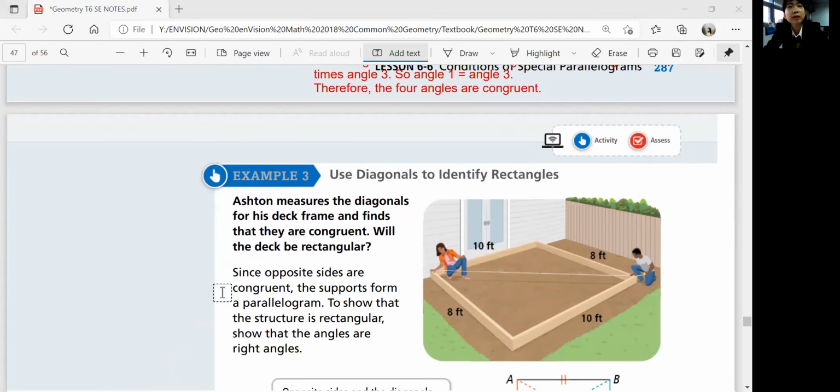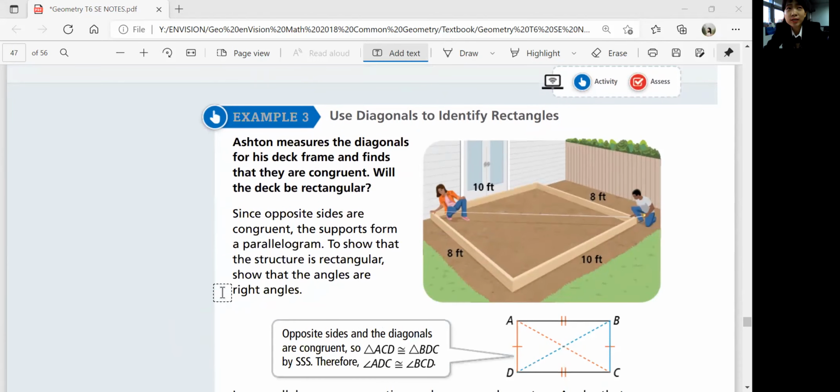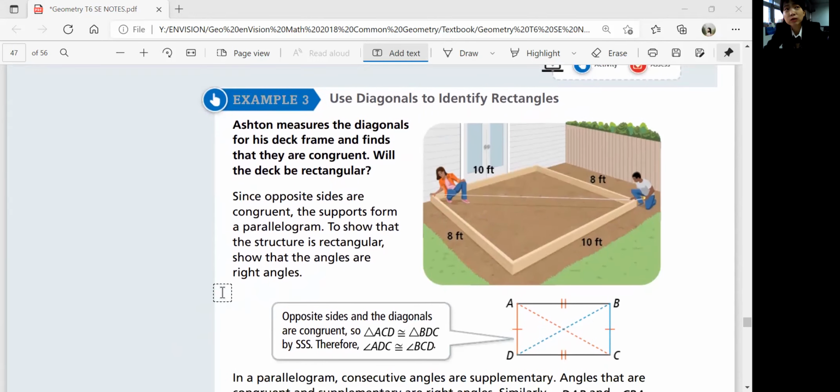Let's look at the next page now. Example 3. Use diagonals to identify rectangles. Ashton measures the diagonals for his deck frame and finds that they're congruent. Will the deck be rectangular? Since opposite sides are congruent, because that's 8 feet and these are 10 feet, and they measure the diagonals and they're congruent, the supports form a parallelogram.